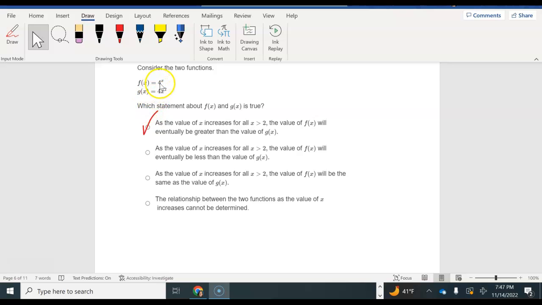All right, the big thing to remember here, consider two functions. Exponential is always going to increase faster. So that's why the first answer is correct. So 4 to the x makes this exponential. As x is greater than 2, f of x will eventually be greater. That is always true.